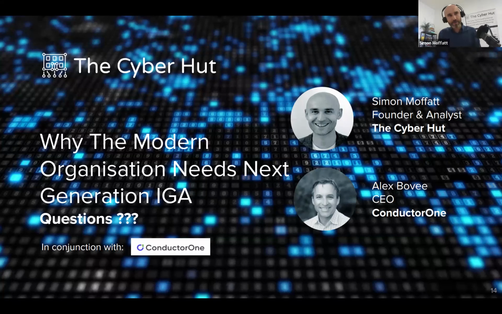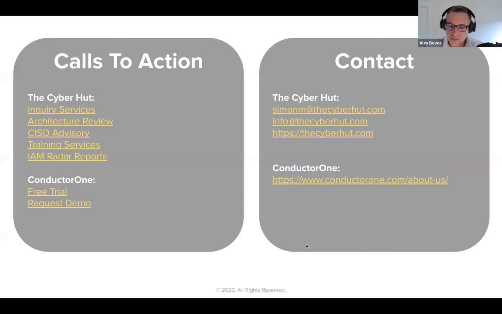Another question: how do people get started on this next gen journey? I guess either from a ConductorOne perspective or just conceptually, what would be the first thing? I think the best way to get started is to identify what pain you want to start with. One of the key requirements of a next generation IGA solution is really quick time to value and rollout. I think that's a big shift there.